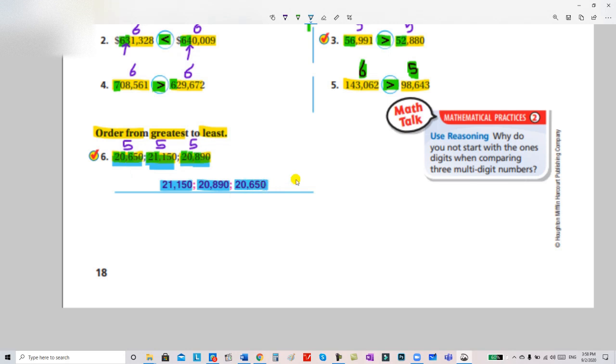Okay, it's very easy, it's very simple. If you want to compare between two numbers, you have to write the number of digits above it. After that, you have to compare from the left digit. Okay, let's move to the next page.